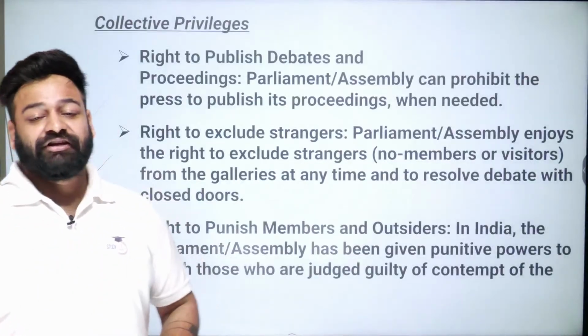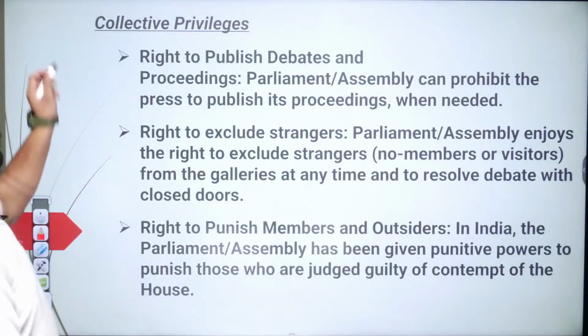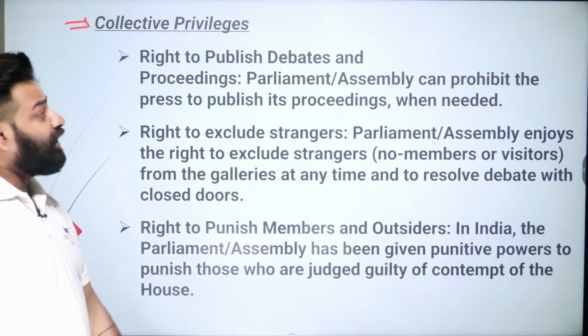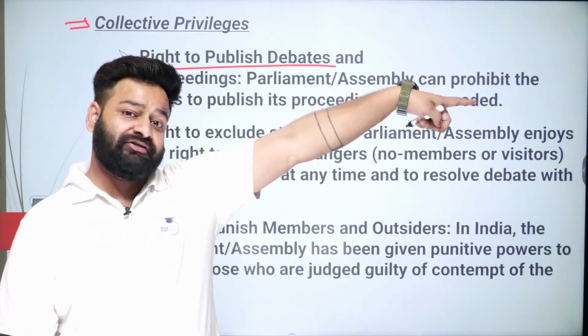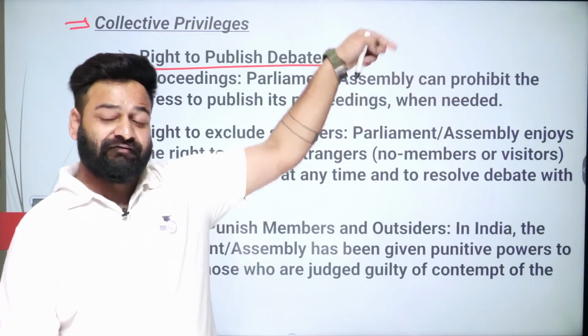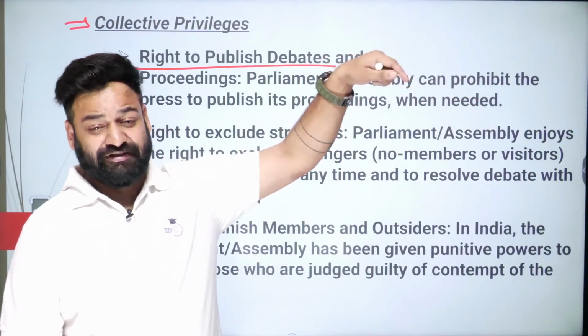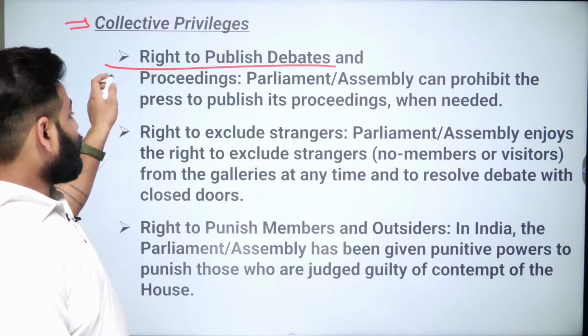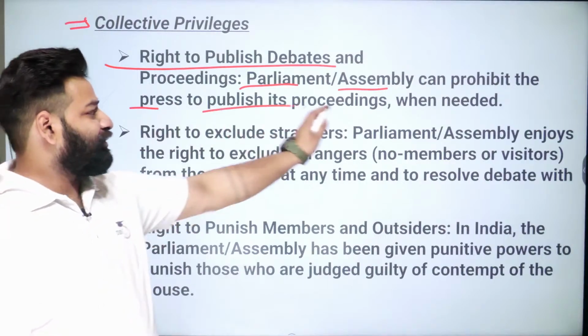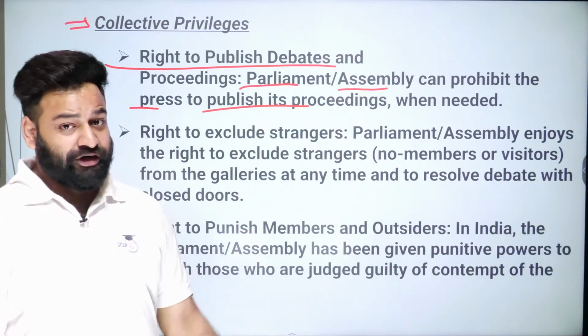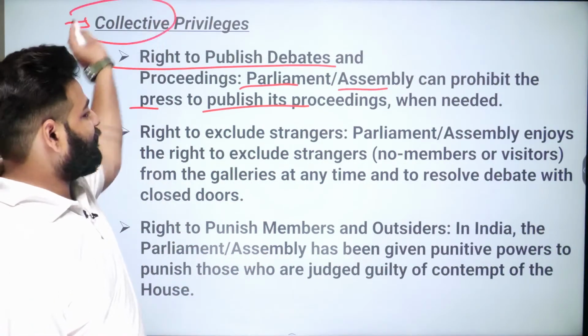Next, the group or the collective privileges. What are they? Here, the right to publish debates. As you can see, the right to publish debates was not there in the individual ones. Only collectively they can, that is with consensus. So parliament or assembly can prohibit the press from publishing its proceedings whenever needed. Not individually, it is collective.